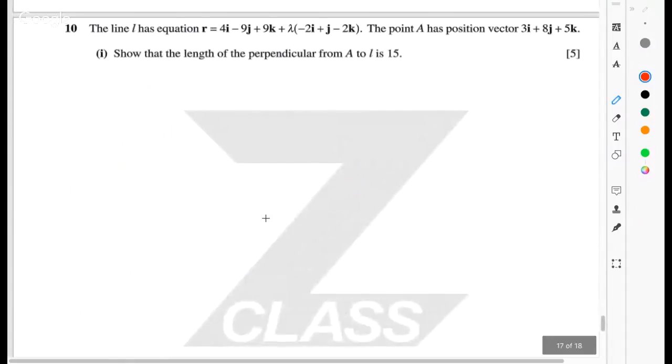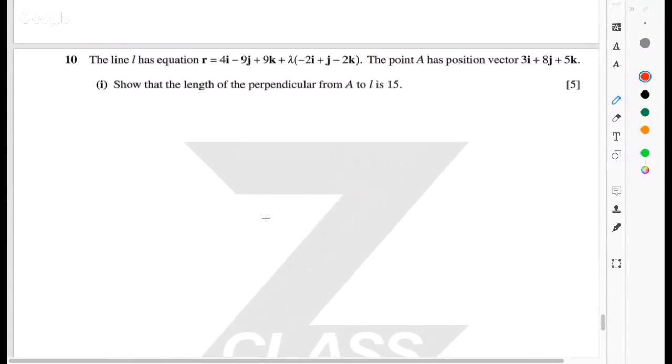Let's go to question 10. So the line L has equation... There are really quite a few ways of doing this kind of question, which is quite common for geometry questions. So let's draw a graph.